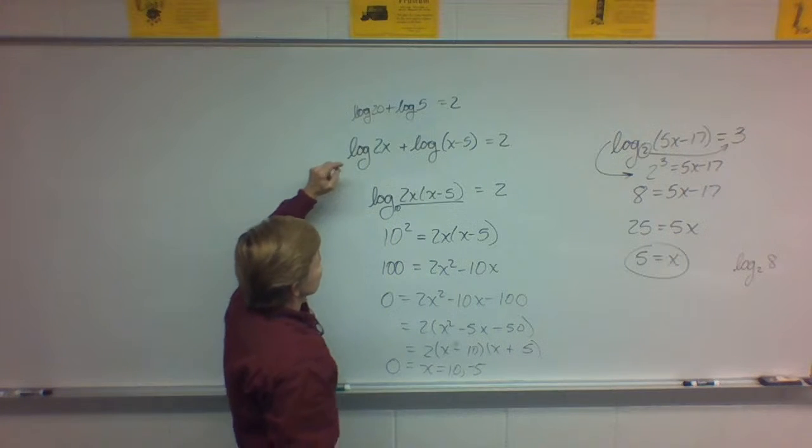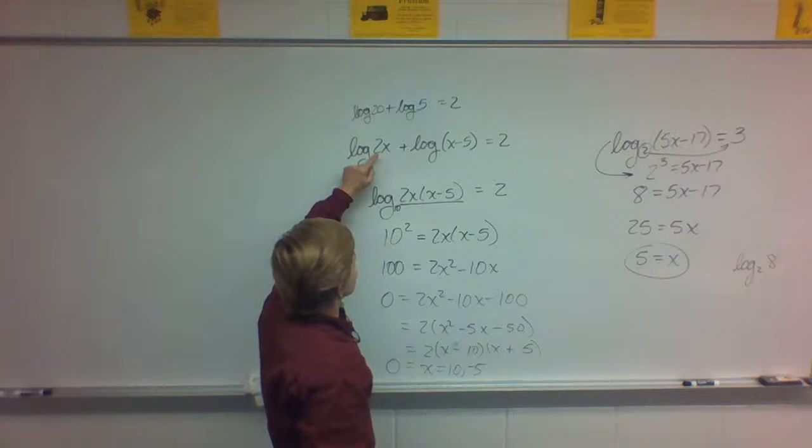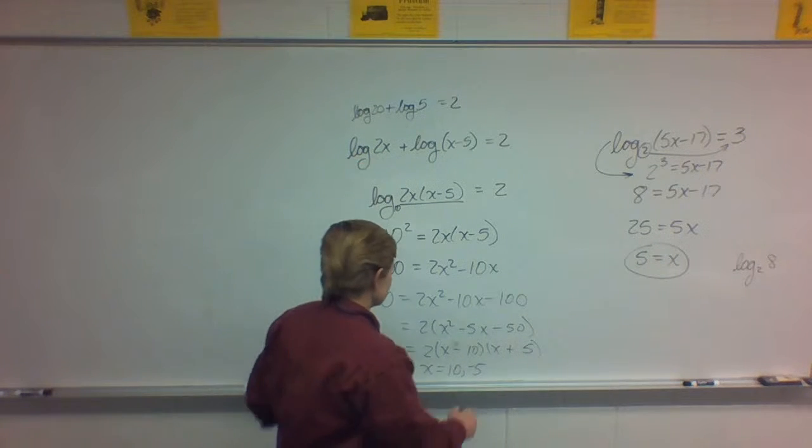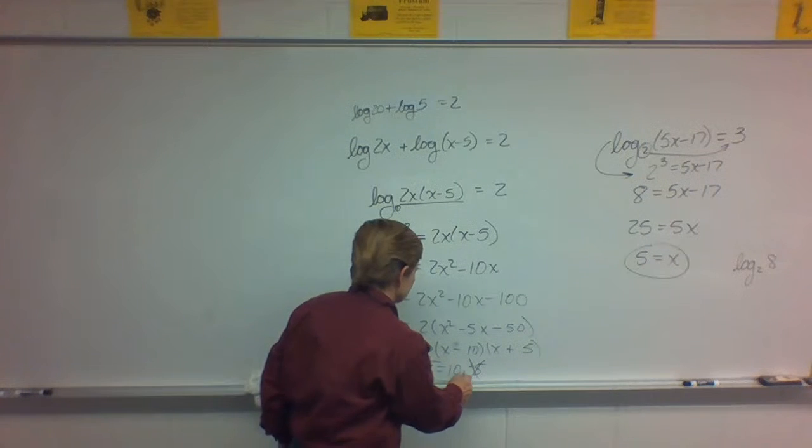Now, if you go to plug negative 5 in there, the very first thing that happens is you'll be logging a 2 times negative 5, which is negative 10. You're logging a negative right there. You can stop right there and reject this. X equals 10 is the only solution.